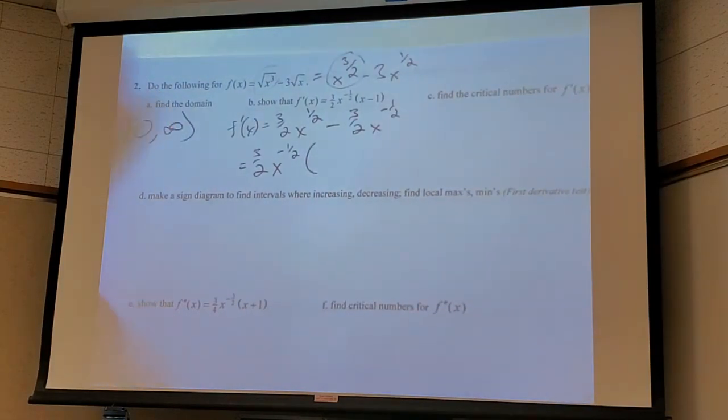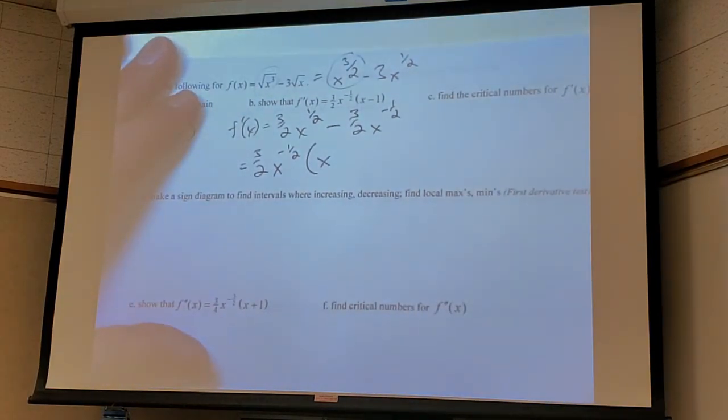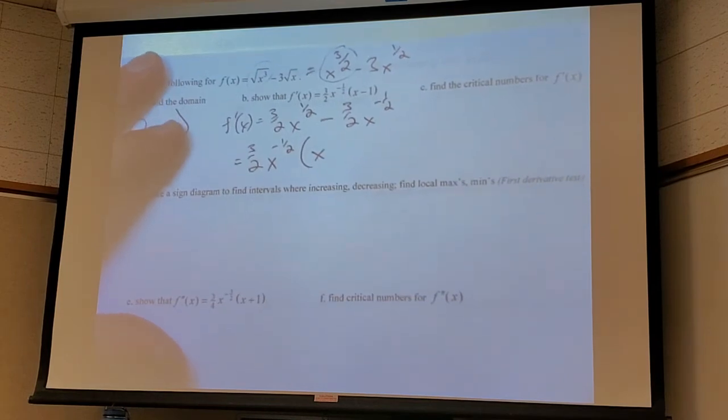Now, here's where things get interesting. I really want this to be second nature. Anytime you take something out, you're dividing it. What do I do with powers when I divide like bases? Subtract. So I'm going to do that 1 half power minus negative 1 half. So 1 half plus 1 half, you get a whole x, right? I really want that just to make sense. When you take something out, you're dividing it. What do you do with powers when you divide? You subtract.